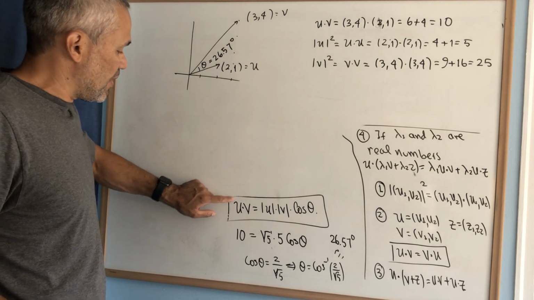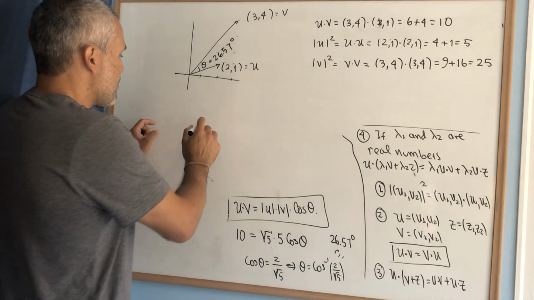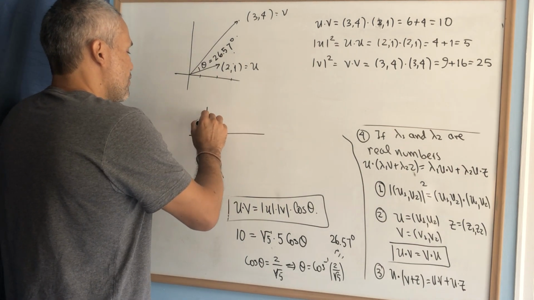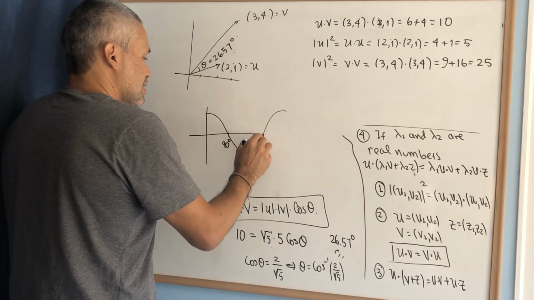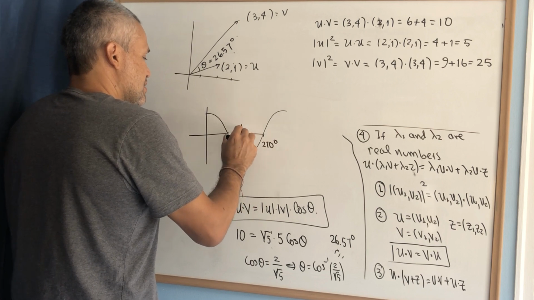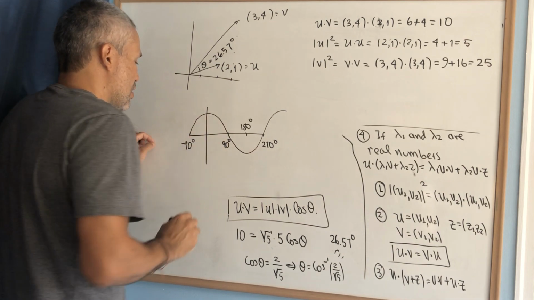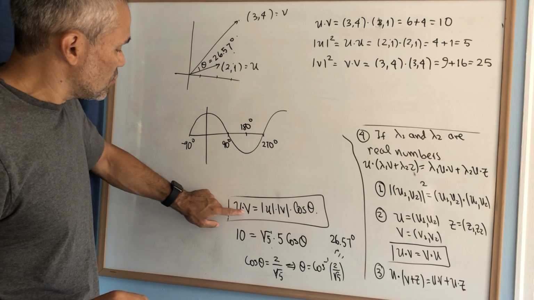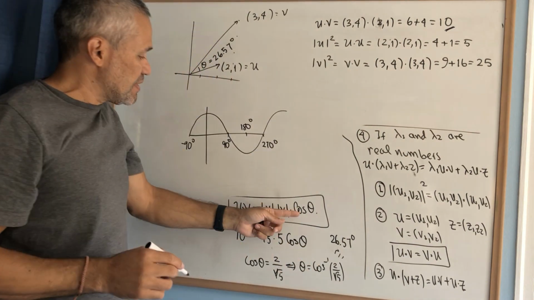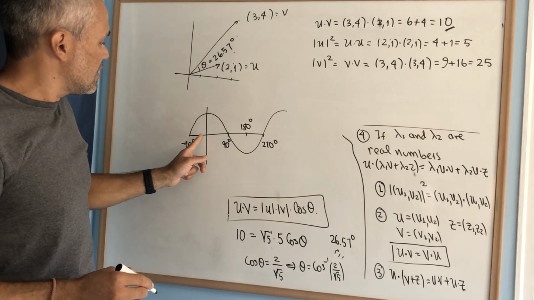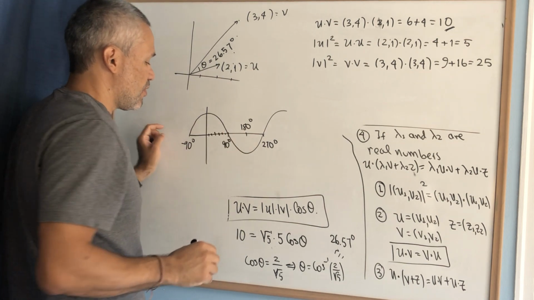Something that is very easy to check, and it comes from this formula, is that when we think about the cosine function, it goes like this. This is 90 degrees, this is 270 degrees, this is 180 degrees, and this is negative 90 degrees. If we do the dot product of two vectors like these two, and we notice that the dot product is positive, that means that cosine of theta is going to be positive.